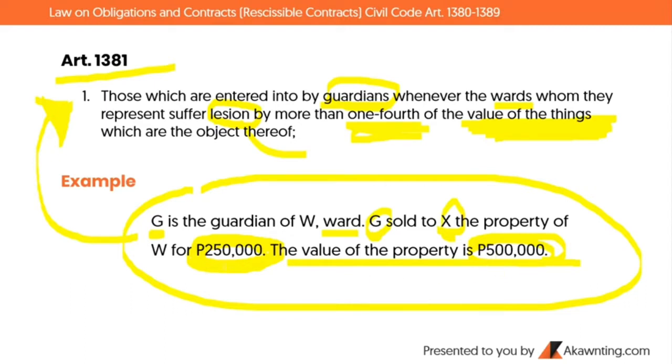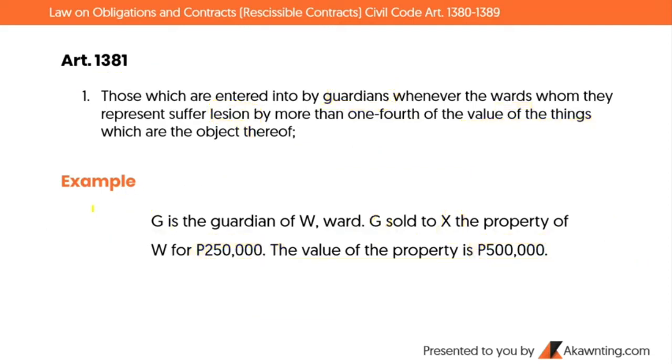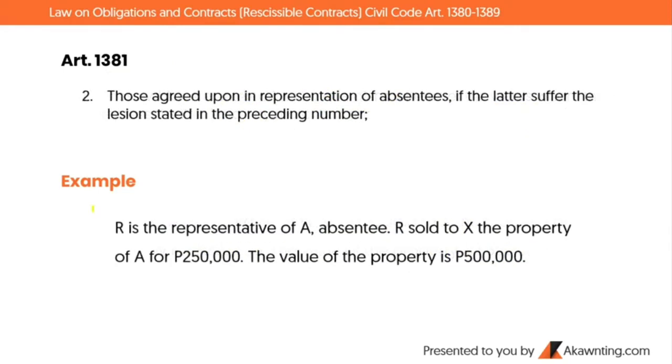Okay, so ang lesion, kasi ang inadequacy kasi, 500,000 minus 250,000. So, ang kulang is 250,000. So, 250,000 divided by 500,000, o 1/2 na yon. So, that is already more than 1/4 of the value of the thing. Okay? So, that is the lesion. So, in this case, our example is a rescissible contract. Okay? So, next, punta tayo sa second scenario na binanggit ng Article 1381.